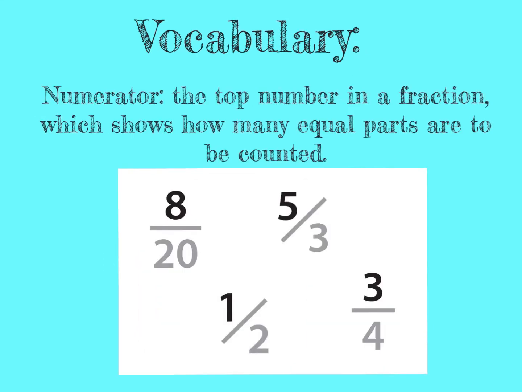Our second vocabulary word is numerator, which is the top number in a fraction, which shows how many equal parts are to be counted. For example, the 8 on top of 8/20 is the numerator, and the 5 is the numerator in 5/3, as well as the 1 in 1/2 and the 3 in 3/4.